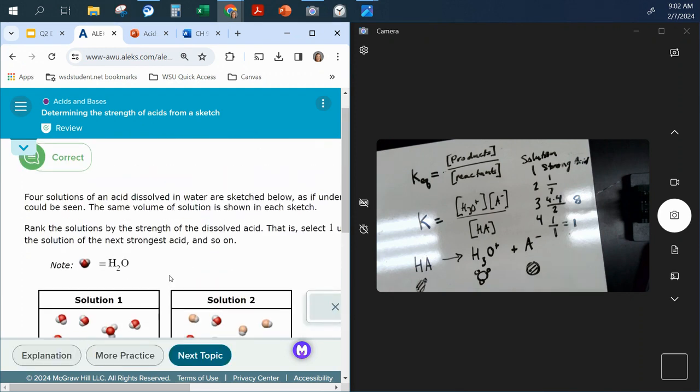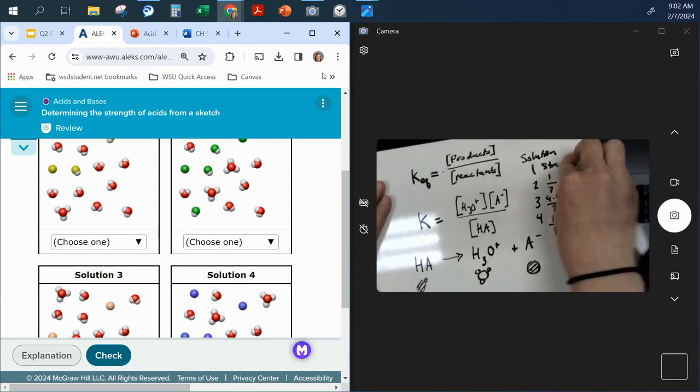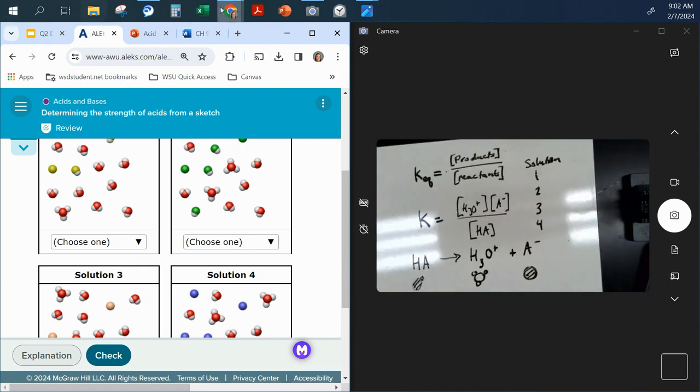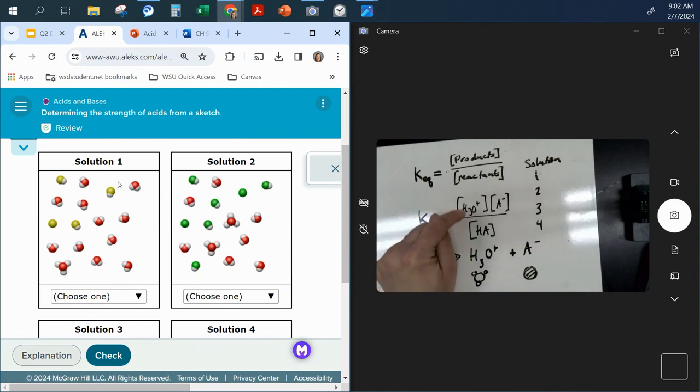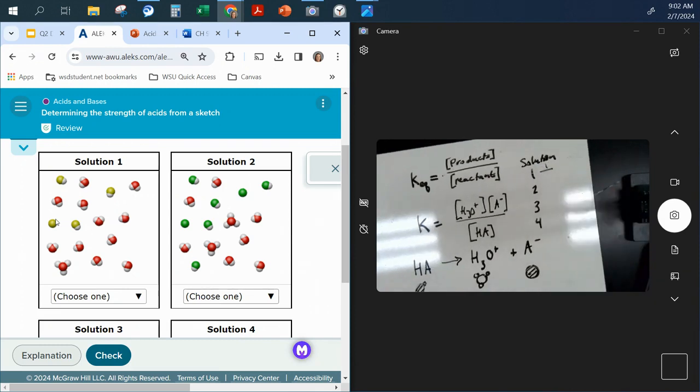Okay, all right, let's do one more of those. If you can remember products over reactants, I think that will help also. Okay, let's rank our solutions. Looking at this one, we're looking for hydronium times conjugate base, divided by the original acid. So 1 hydronium, 1 conjugate base, A minus. So that's just 1 times 1 is 1, divided by how many original acids? I'm looking for the thing that's still attached to hydrogen. 1, 2, 3.